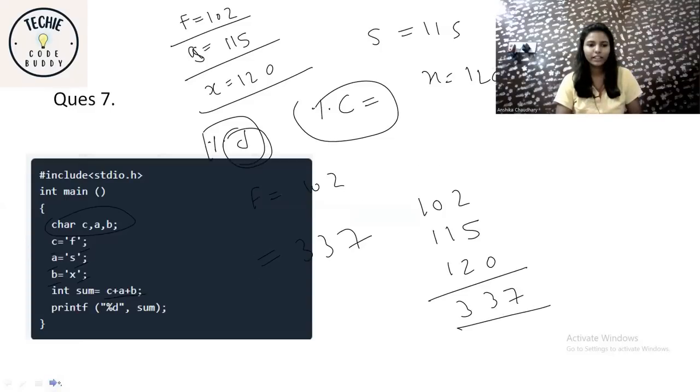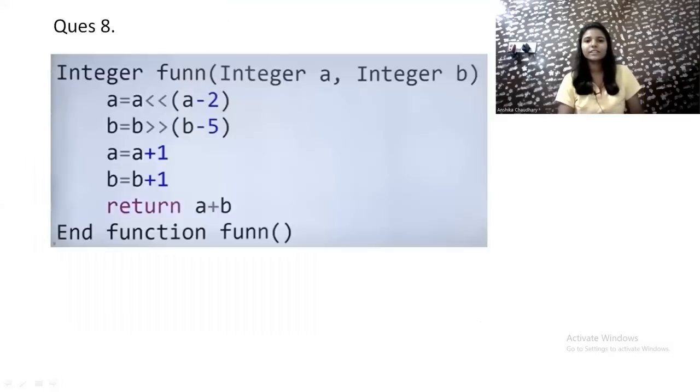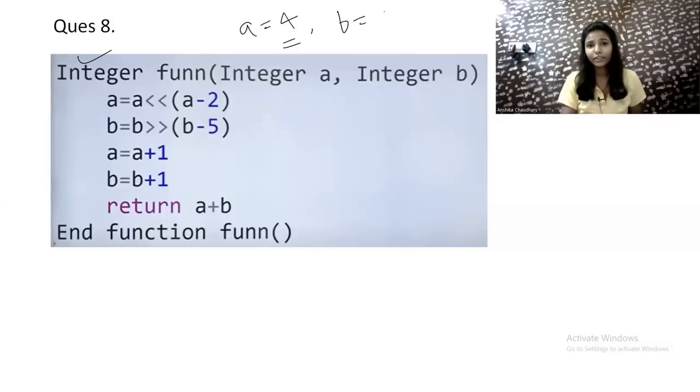So moving on to the next question. Next question is, there is a function fun, and its return type is integer, and there are some arguments or inputs, integer a and integer b. Okay, now there are some values also. The value of a was 4 and b was 6 here.